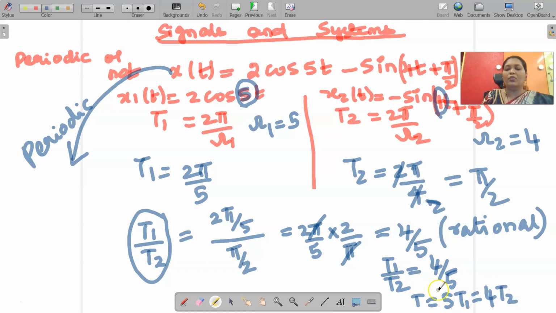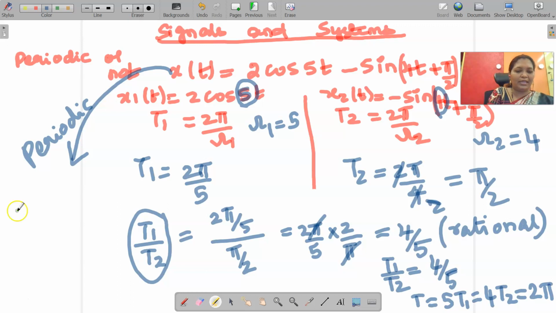So what is 5 into T1? 5 into T1, 5 gets cancelled. You will get 2 pi. What is 4 into T2? Here we write 4, again it is 2 pi. So in general, either I can find out 5 into T1 or 4 into T2. The value you are getting is 2 pi.